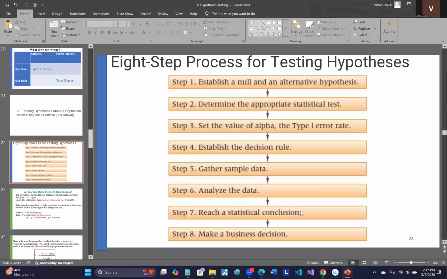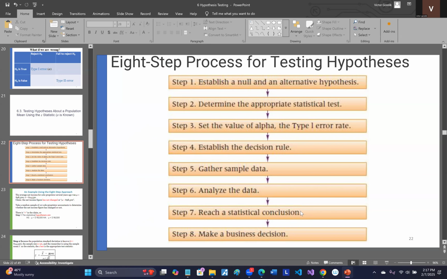Fourth step is to establish the decision rule by calculating rejection region based on alpha. Fifth, gather the sample data. Sixth, analyze the data by calculating the statistic. Seventh, reach a statistical conclusion by comparing the observed statistic with the rejection region. Eighth, make a business decision.